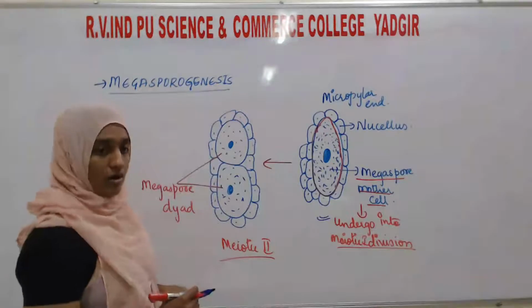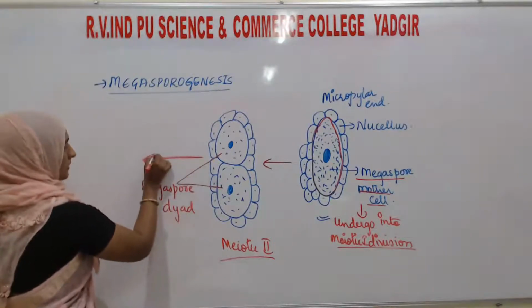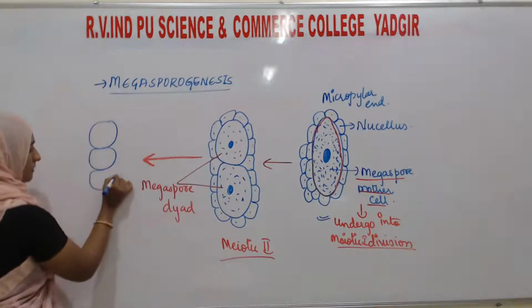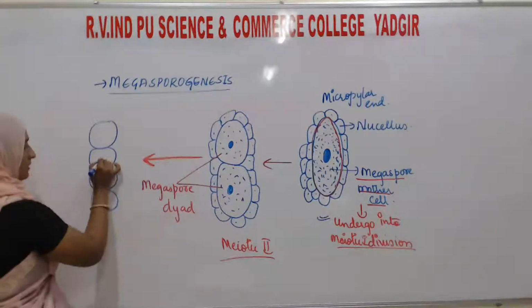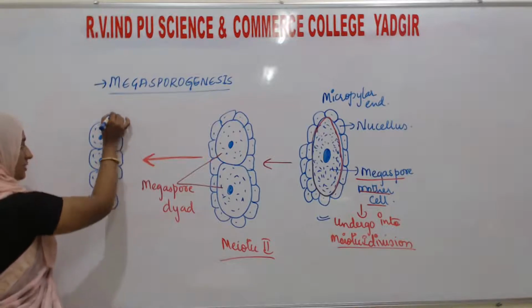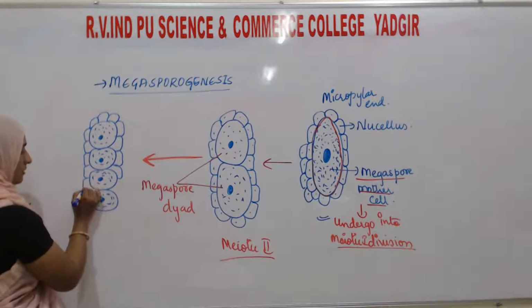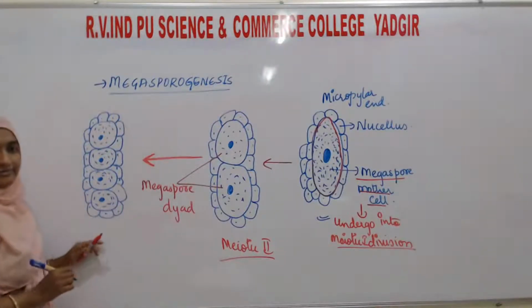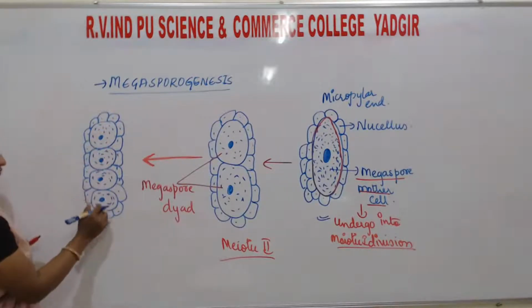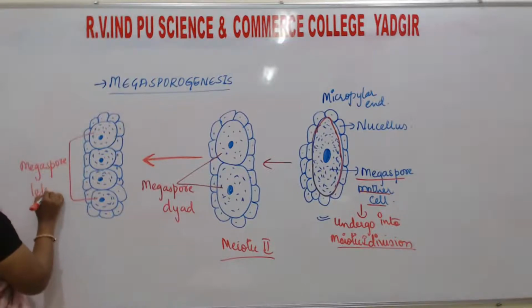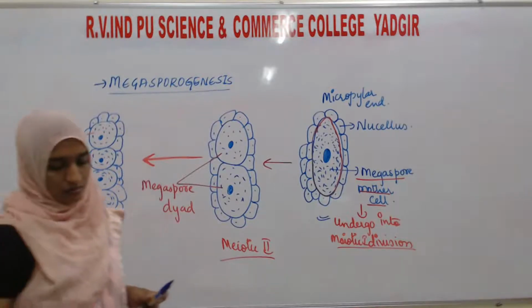Again, these cells will undergo the meiotic division. Here you see, if it is undergoing the meiotic division again, it will form four cells. How many cells? Four cells. Like this. And the remaining nuclear cells will be like that only. They will not undergo any division. In this stage, you can see 1, 2, 3, 4, and you can call it the megaspore tetrad. What is it called? It is called the megaspore tetrad.